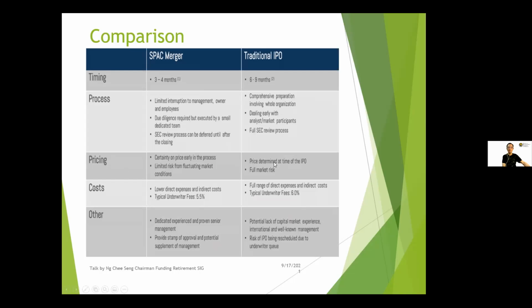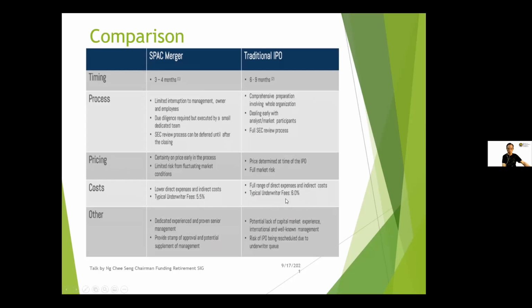And the pricing. You will price your company share at the time of the IPO, and then you will also disclose the market risk of the same. So the cost: the full range of direct expenses and direct costs. Typical IPO fees is anything between, this is more just a guideline.